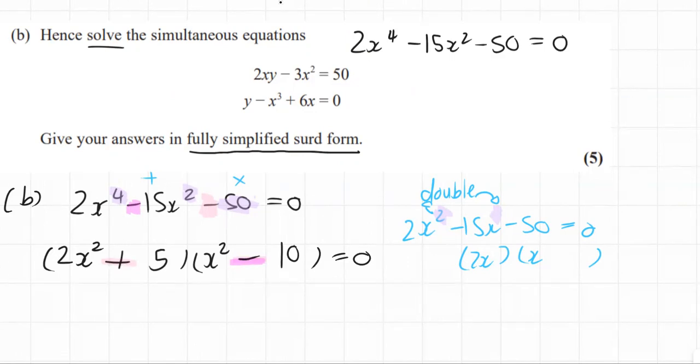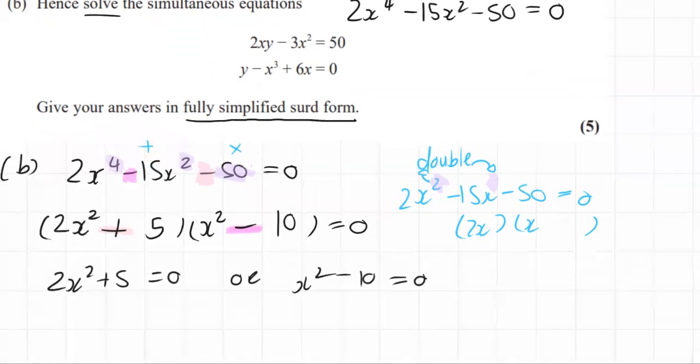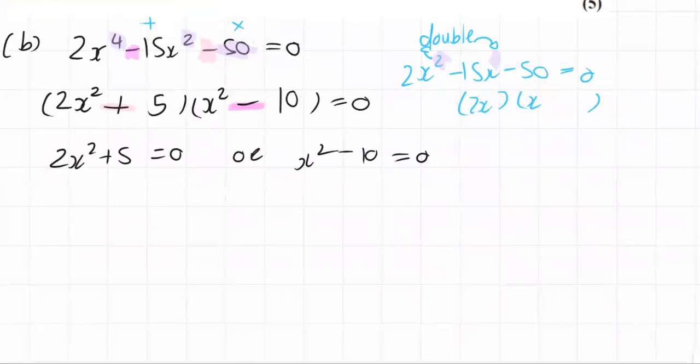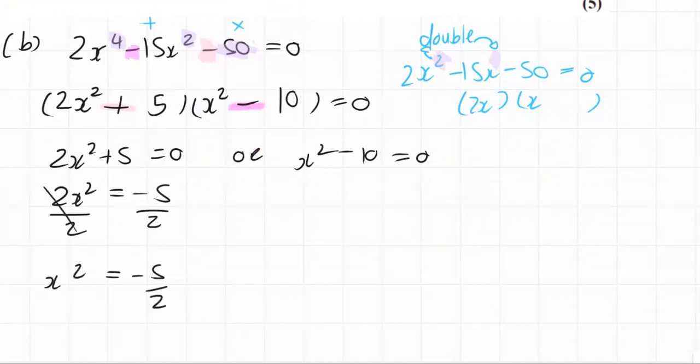And then one of these brackets has to be 0 because it's equal to 0. So something times something makes 0. So we know that 2x squared plus 5 is equal to 0, or alternatively, x squared minus 10 must be equal to 0. Let's look at the one on the left. So 2x squared, we minus 5 on both sides. Divide through by 2. You'll get x squared, those 2's cancel out, is equal to minus 5 over 2.